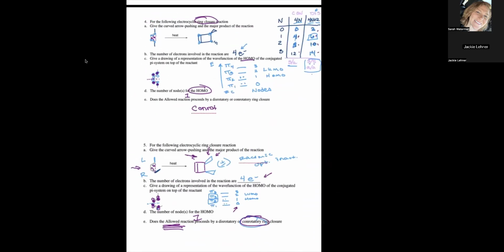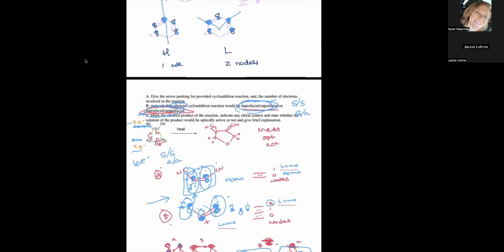Let's see, this little chart, where is it? Right here. This little chart about the 4n plus 2 supra antra versus supra or antra, right? So depending on how many electrons are involved in the reaction, that determines the amount of nodes that are a part of the reaction, and that would determine what kind of addition it would be, right? Yes.